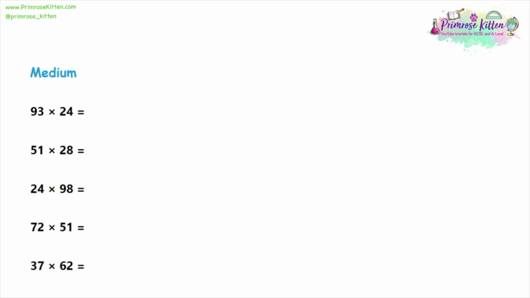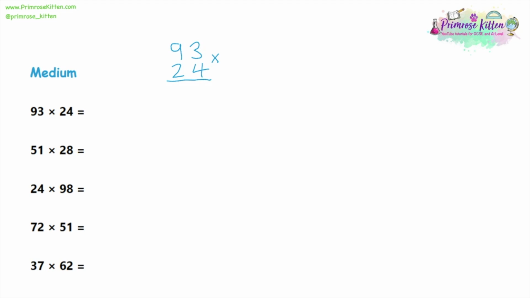Moving on to the medium questions, we're going to start with 93 multiplied by 24. Now, I said in the easy questions that I'm not going to rule off both parts of my answer. I'm just going to rule off the top line. Now, the reason for this is, now we've got a larger multiplication, we're going to end up with more than one line of working out. So let's have a look at how this works.